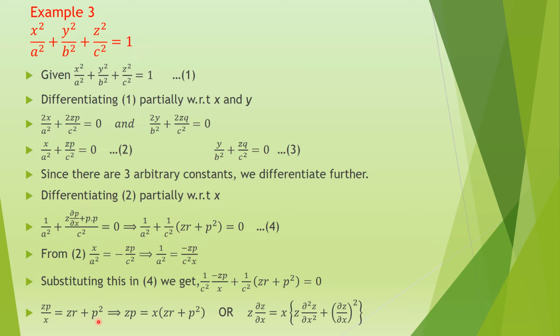Let us rearrange by cross multiplication. Zp equal to x into zr plus p square. This is the required PDE. If I rewrite, z into p means dou z by dou x is equal to x into z into r. R means actually dou square z by dou x square plus p square. P means dou z by dou x, so whole square. This is the required PDE.